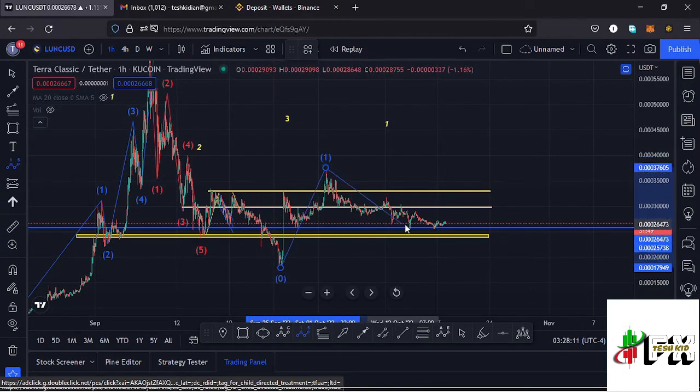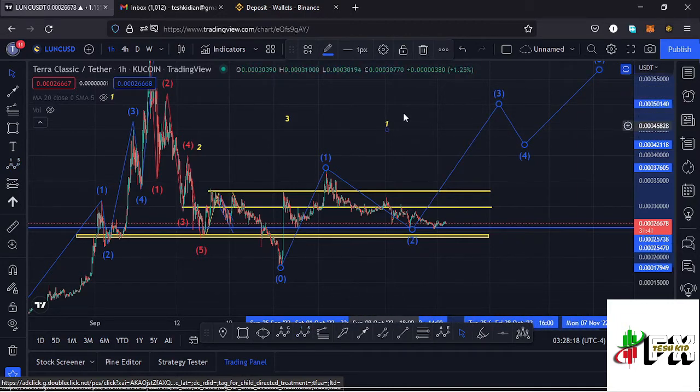Then whatever we are seeing over here is a retracement to the lower side in the formation of a wave 2. Then I expect a wave 3, a wave 4, and then a wave 5 to complete this higher Elliott wave count 1, which is a fractal wave within this higher Elliott wave count 3.